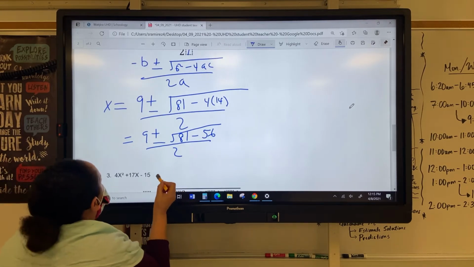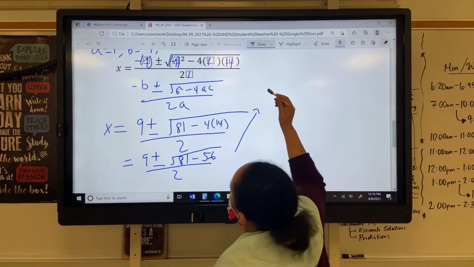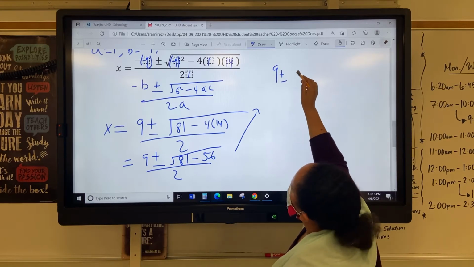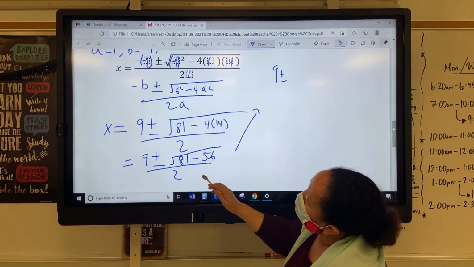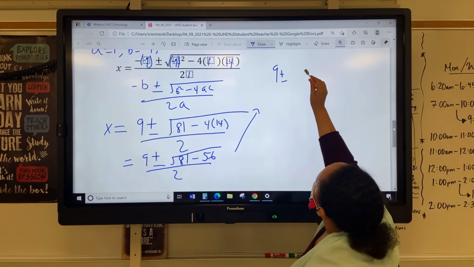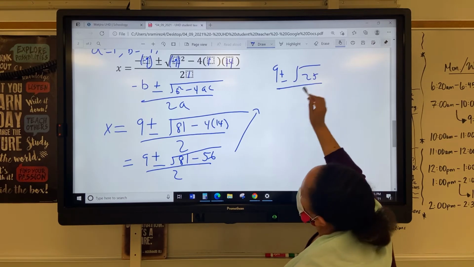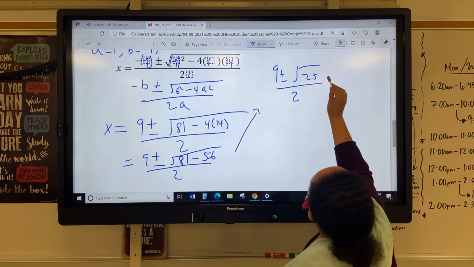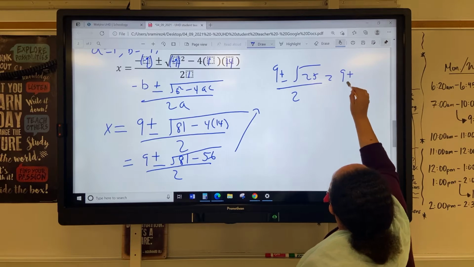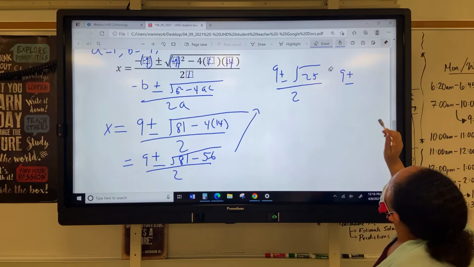Now it is 9 plus or minus, under the square root, when we subtract 81 minus 56 on the calculator, you get 25 over 2. Then 9 plus or minus, when you take the square root of 25 in the calculator, we get 5.